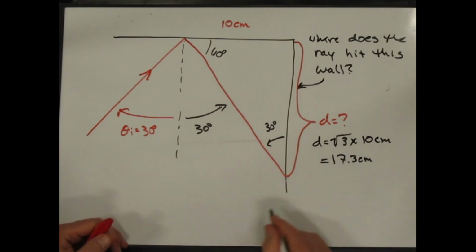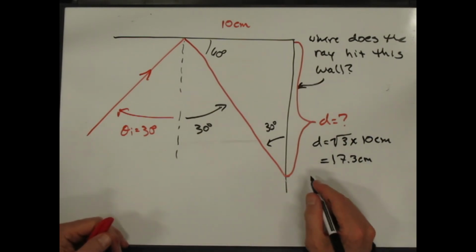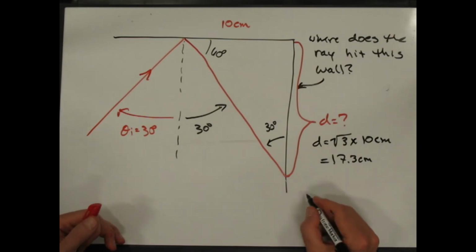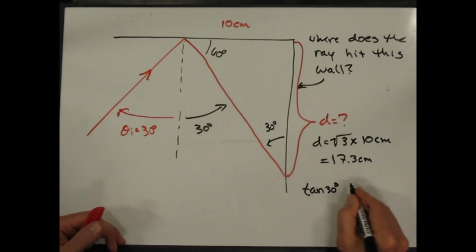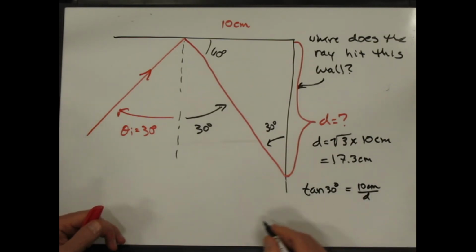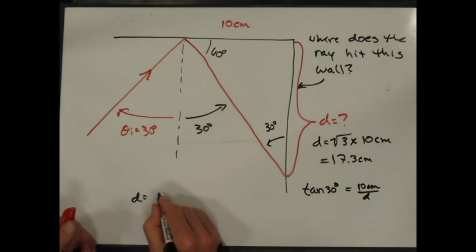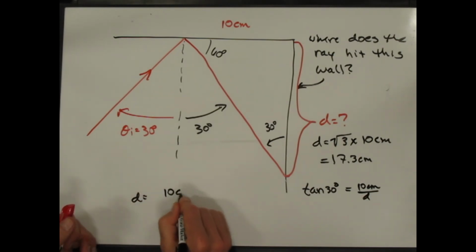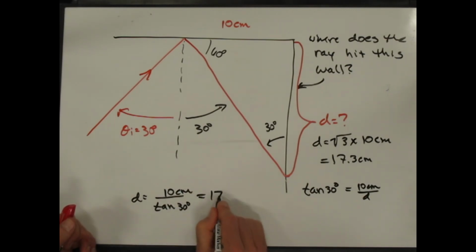If we didn't know that little aspect of it, we could say, well, look, tan 30 degrees is equal to 10 centimeters divided by d, or d is equal to 10 centimeters divided by tan of 30 degrees, which is 17.3 centimeters.